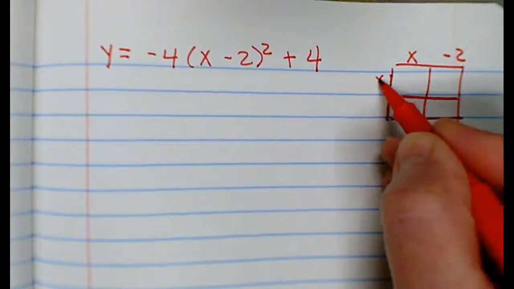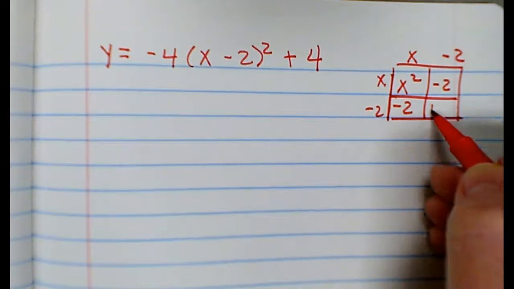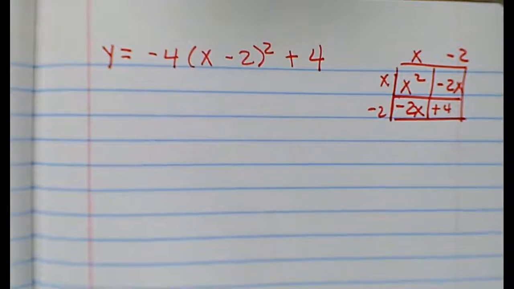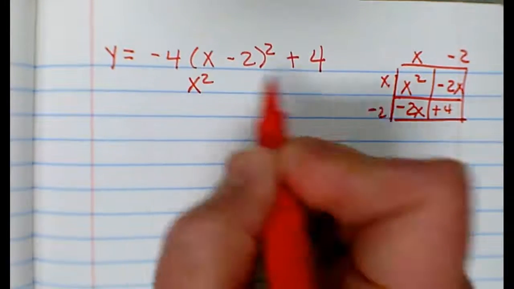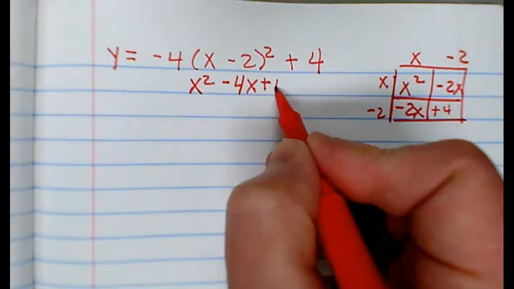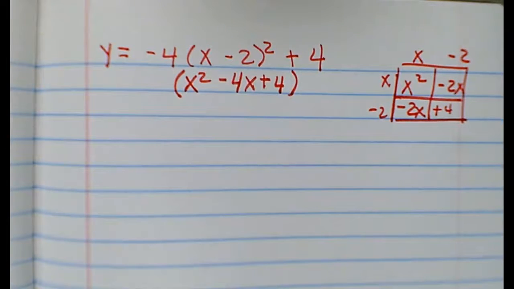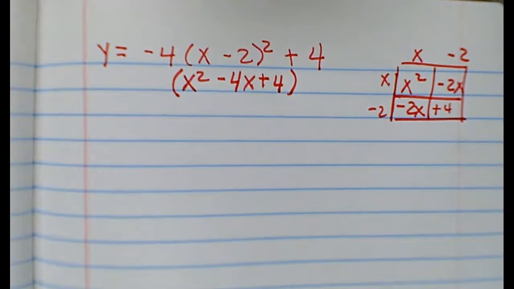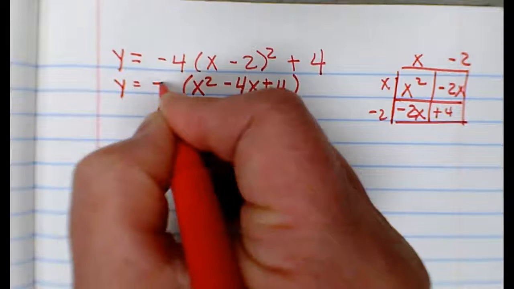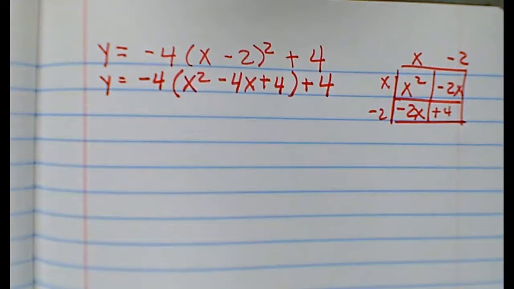I multiply it out with a box problem. And you get x squared minus 4x plus 4. But that's just the parentheses part. A lot of people on the homework problem stopped there. But on this problem, there's a negative 4 in front and a plus 4 in the back. There's a lot of 4's in this problem.